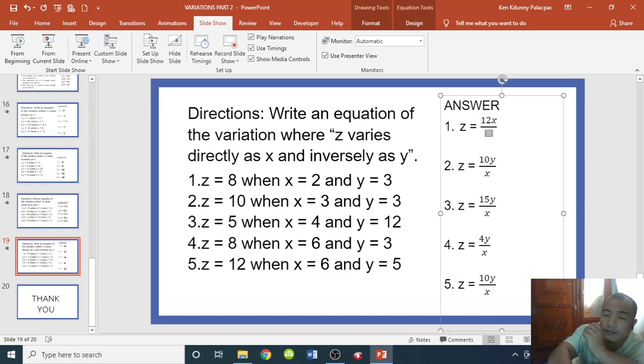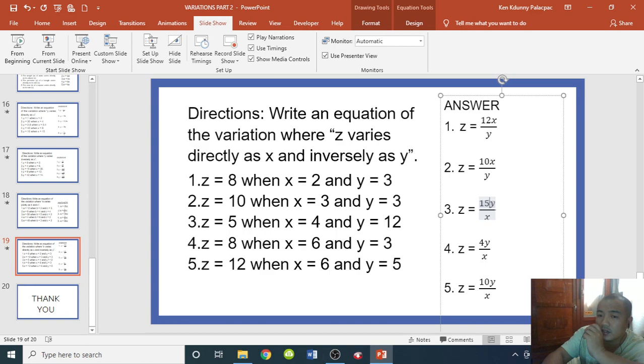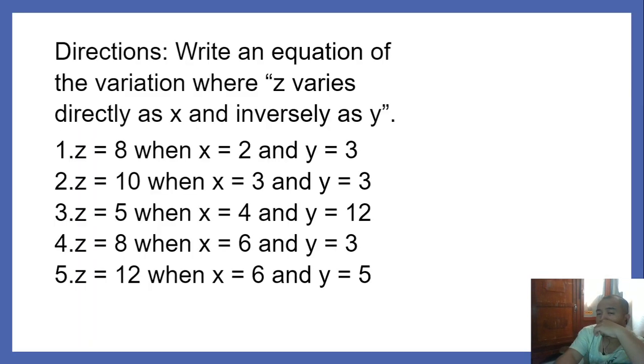12x over y. Also here, 10x over y, inversely as y. 10x over y. Okay. 4x over y. 10x over y. Let's continue. So for number 1, the answer is z equals 12x over y.